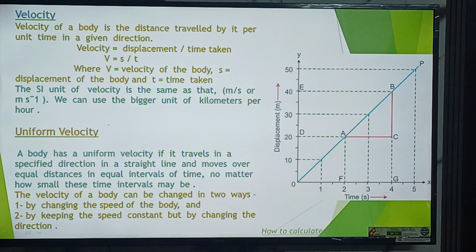So children, in the last class we have studied the term velocity. What is velocity, its formula, and the SI unit of velocity. Then we studied uniform velocity. Then the two important points we studied: velocity can be changed by changing the speed of the body, and by keeping the speed constant and changing the direction. All these points I have already explained in the last class.